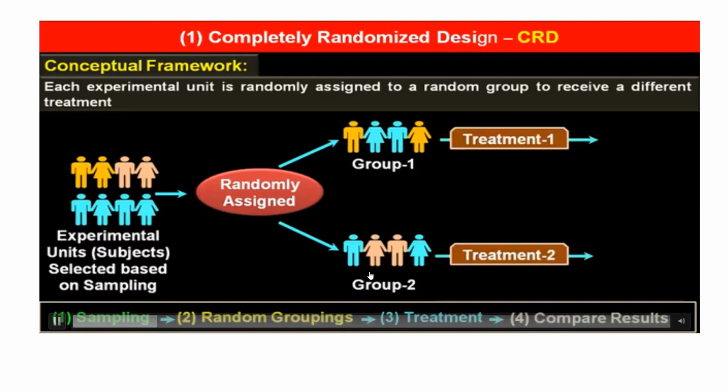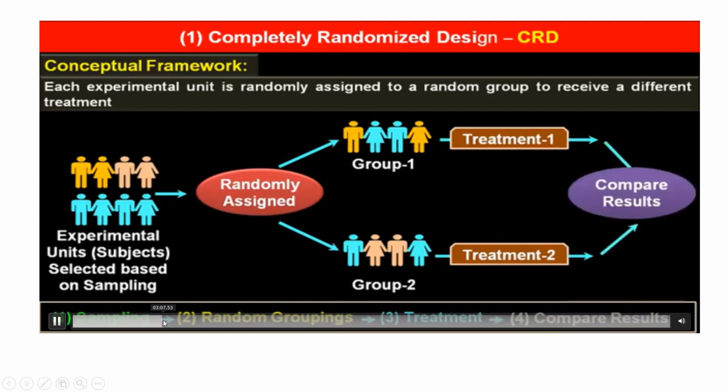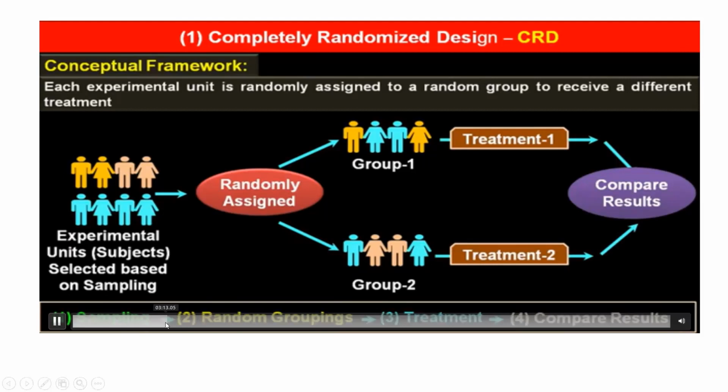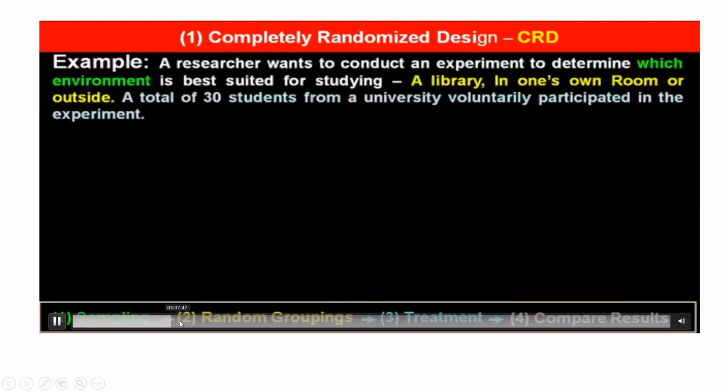Third step is treatment. So we have applied treatment 1 and 2 on both the groups, treatment 1 on group 1 and treatment 2 on group 2. The fourth step is compare the results. Then after applying the treatments on both the groups, we have compared the results. This is the fourth step. Dear students, please learn this basic rule: sampling, random groupings, treatment, and compare results. Let us understand it with the help of an example.